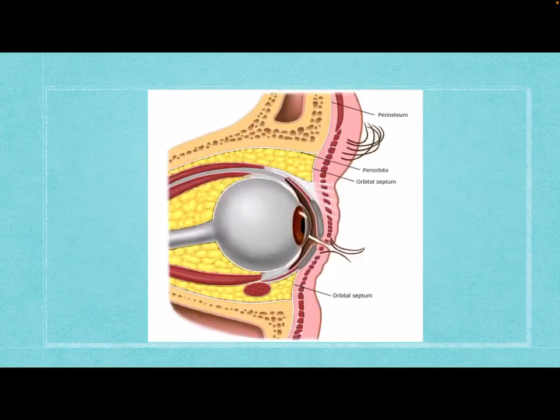To make things more clear, you can see in this diagram, as the arrow suggests, the orbital septum, that white thing, separates the eyelid from whatever is posterior to the eyelid. So when there is infection of structures present posterior to the orbital septum, excluding the globe, we call it orbital cellulitis.